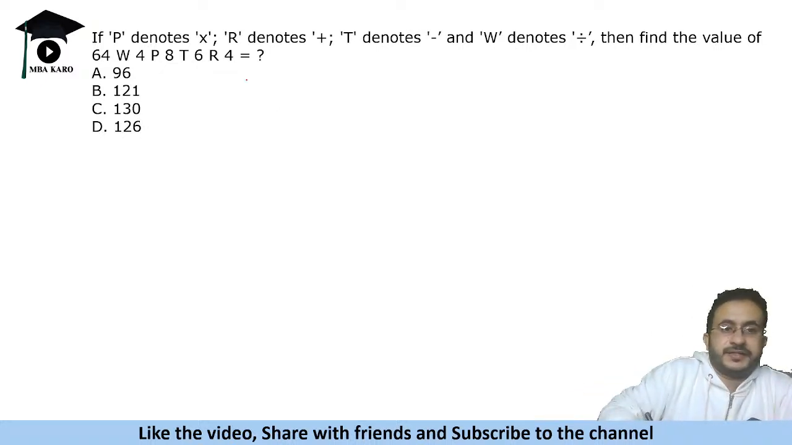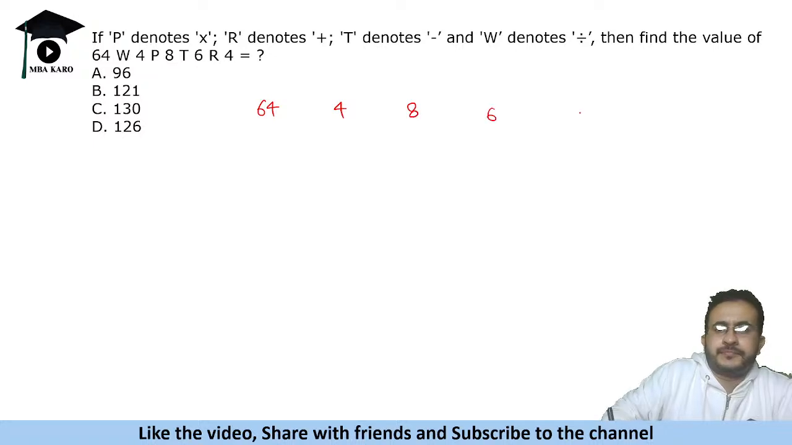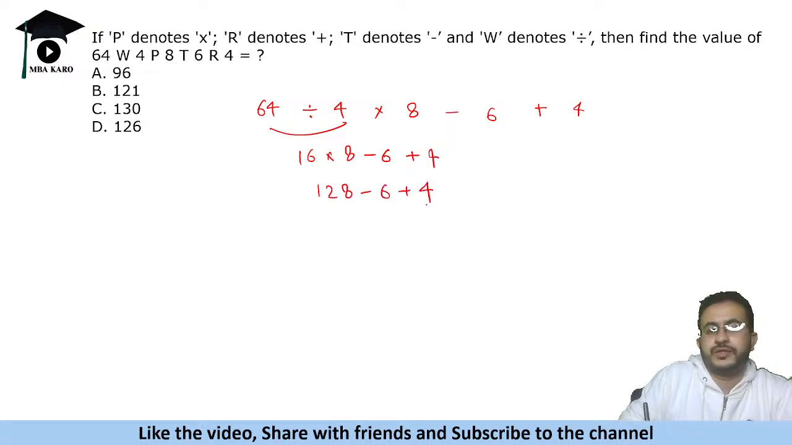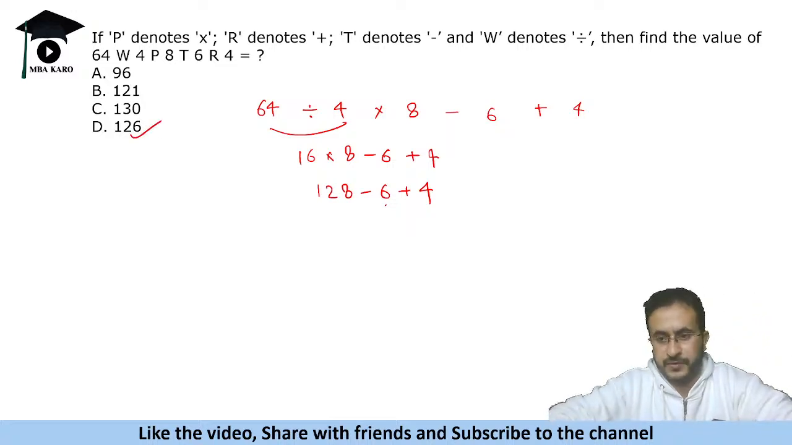So in this we can straight away put in the expressions. W means division, so 64 divided by 4. P means multiplication, and then T means minus, and R means plus. Right, so you can straight away put this, it will be 16. So 16 into 8 is 128 minus 6 plus 4. So 132 minus 6, 126. Okay, simple one.